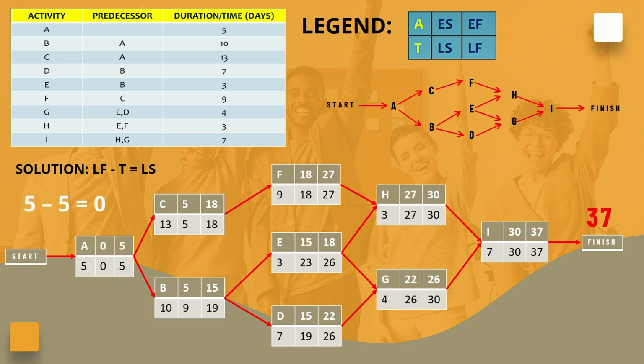And lastly, activity A. LF is set to the minimum LS of its successors, activities B and C, which are 9 and 5 respectively. LS is calculated by subtracting the duration of activity A, 5 weeks, from its LF. 5 minus 5 is equal to 0.